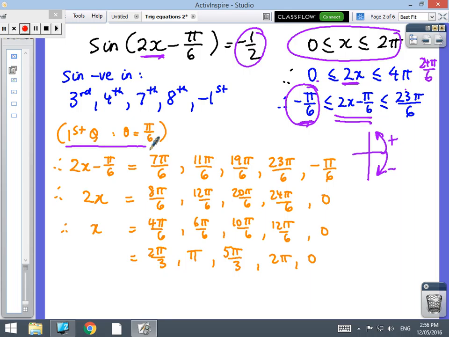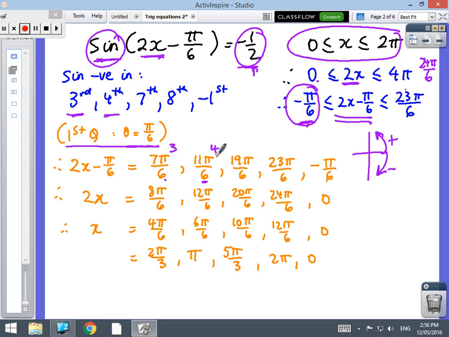So in the first quadrant, for sine being a half, it's pi on 6. So for sine being a positive a half, not a negative a half, it's pi on 6. And so in the third quadrant, I add pi on 6. For the fourth quadrant, I subtract pi on 6 from 2 pi. So that's my third quadrant, and that's my fourth quadrant.